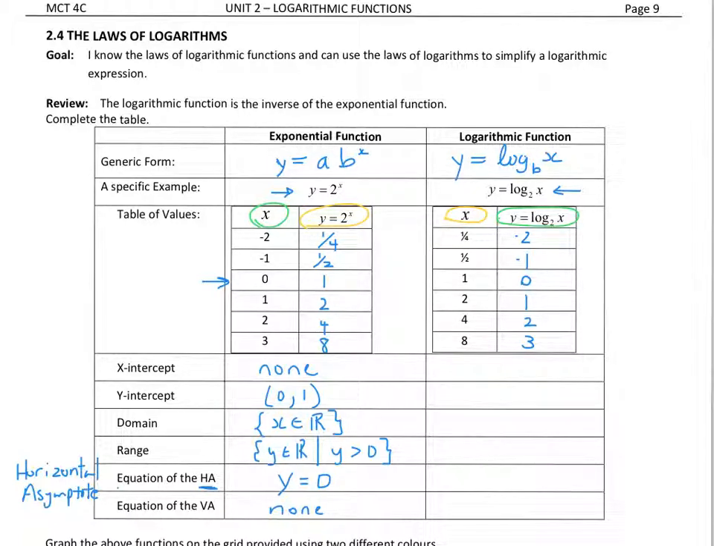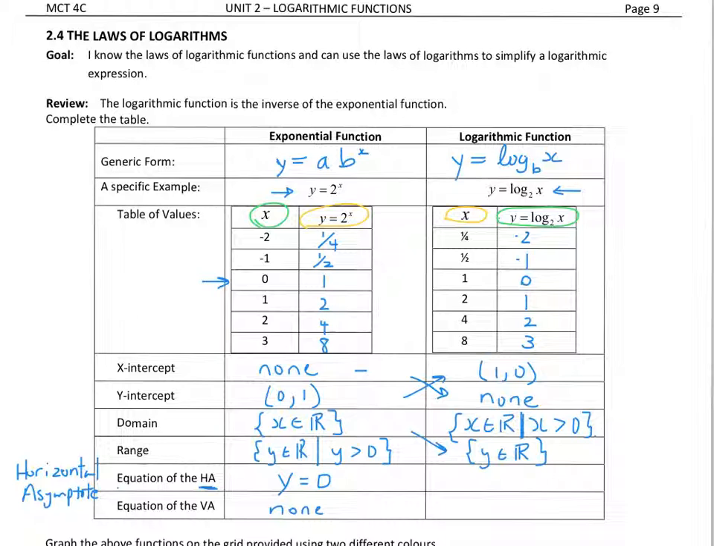The x-intercept of our exponential was none. That means that this will have no y-intercept. The y-intercept was 0, 1. That means the x-intercept would be 1, 0. So do you see how those are switching? Our domain was all real numbers, and our range had to stay greater than 0. These are going to switch. The range will be all real numbers, where the domain for our logarithmic function will be such that our x has to stay greater than 0.